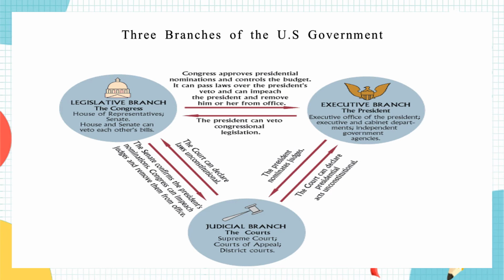The president can also nominate judges who are in charge of the court, but the court can also declare presidential acts unconstitutional. The Congress can impeach judges and remove them from the office, and the court can declare laws made by the Congress unconstitutional.